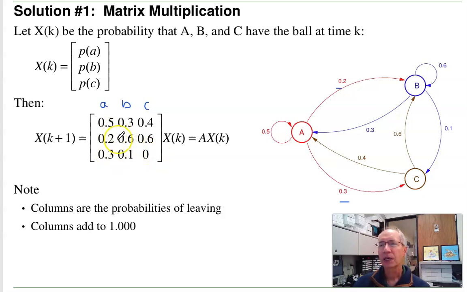And kind of note, the columns add to 1. The rows don't really tell you anything. So this is the probability of who has the ball given that A, B, and C has the ball. So that's how you set up the system.